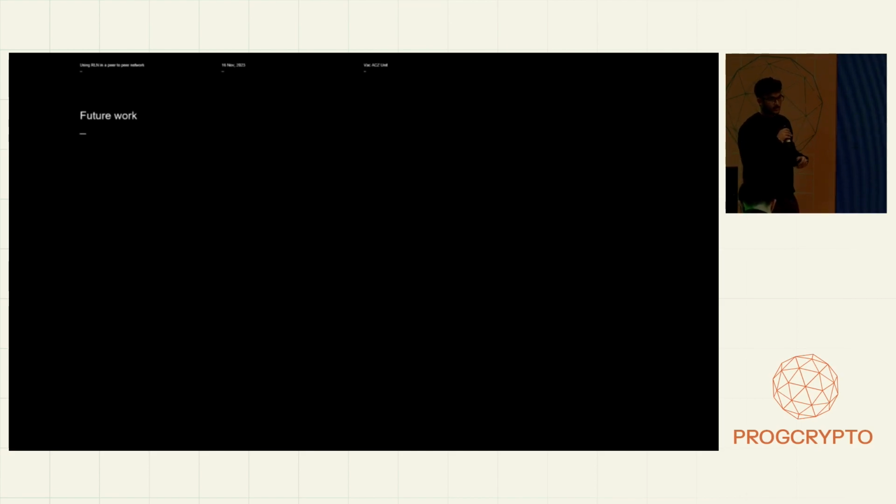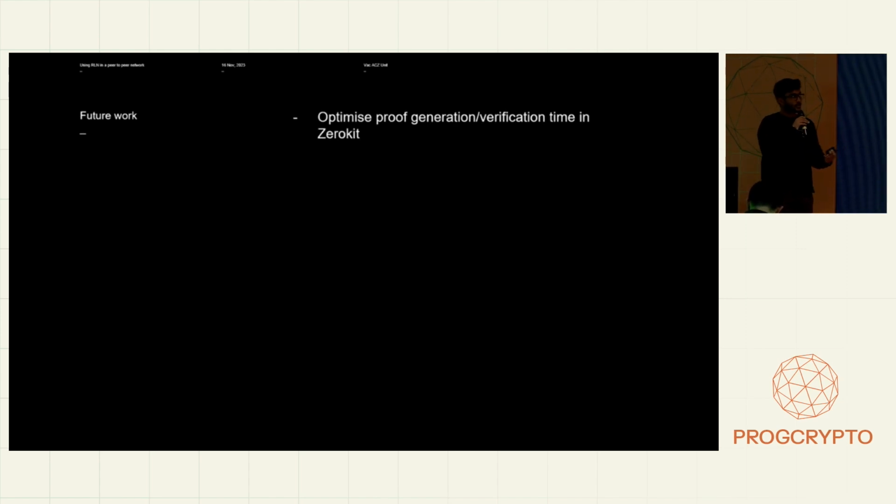What's next? So we have quite a few things in the pipeline. One is we want to optimize proof generation and verification time in zerokit. As part of this process, we've also tried to identify alternative hash functions than Poseidon that we can use. At ZK-Hack, we worked on Reinforced Concrete. We're still auditing it, but it is a viable replacement for Poseidon.